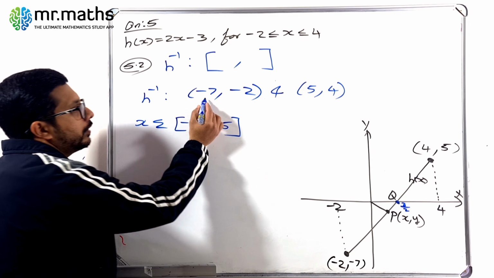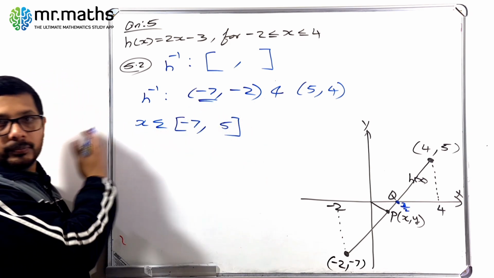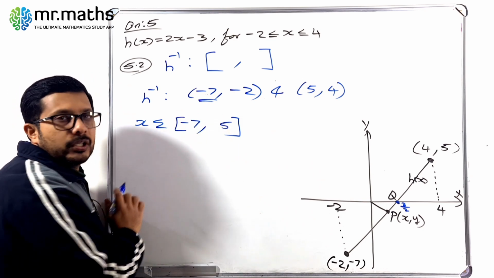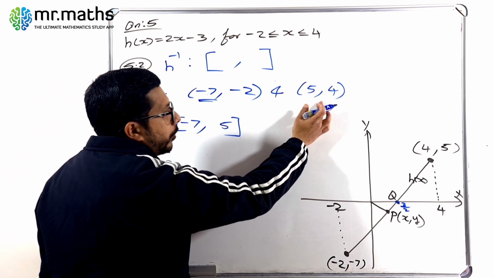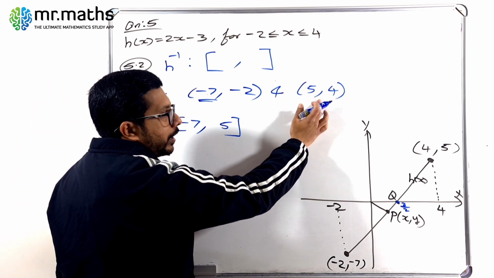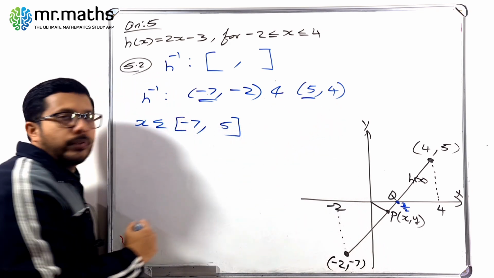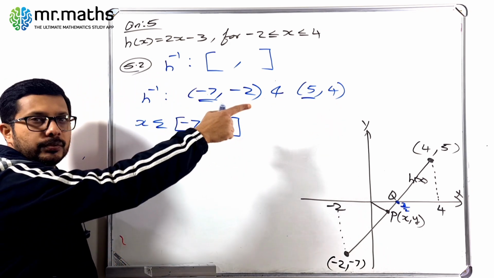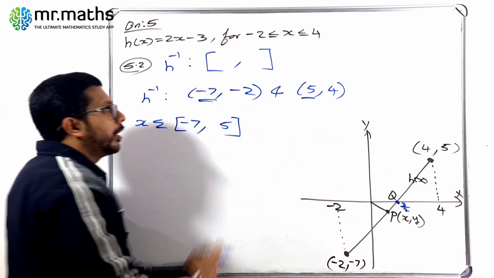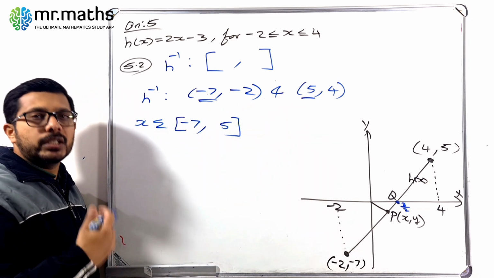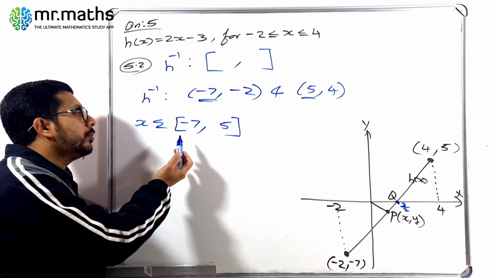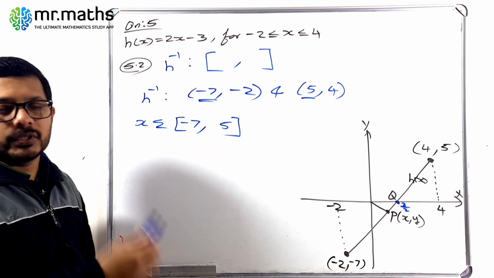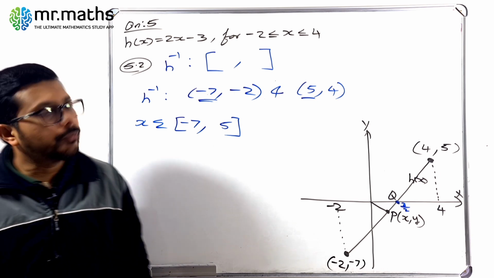That is the first x value. At this point of the h inverse graph, the x value is minus 7. At the last point of the h inverse graph, which is 5 comma 4, the x value is 5. That means in the h inverse graph the x value lies between minus 7 and 5, or from minus 7 to 5. So that is question number 5.2.